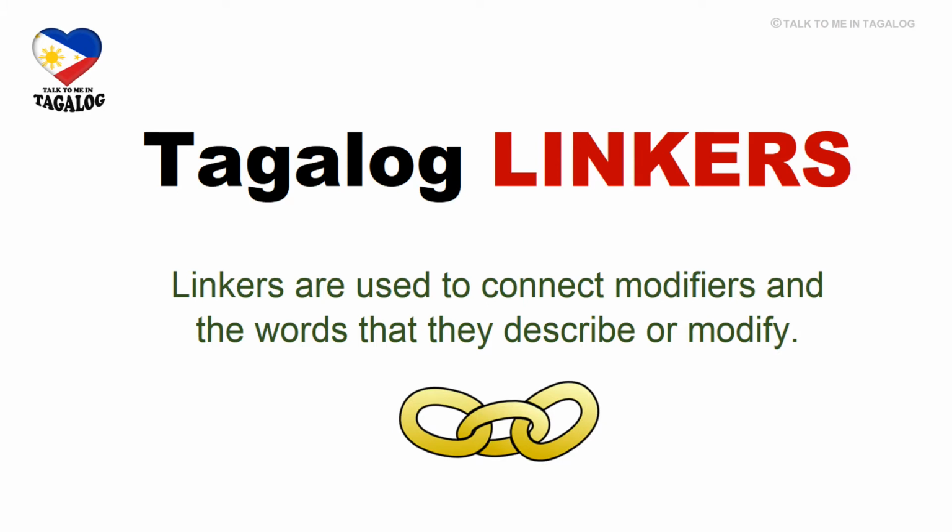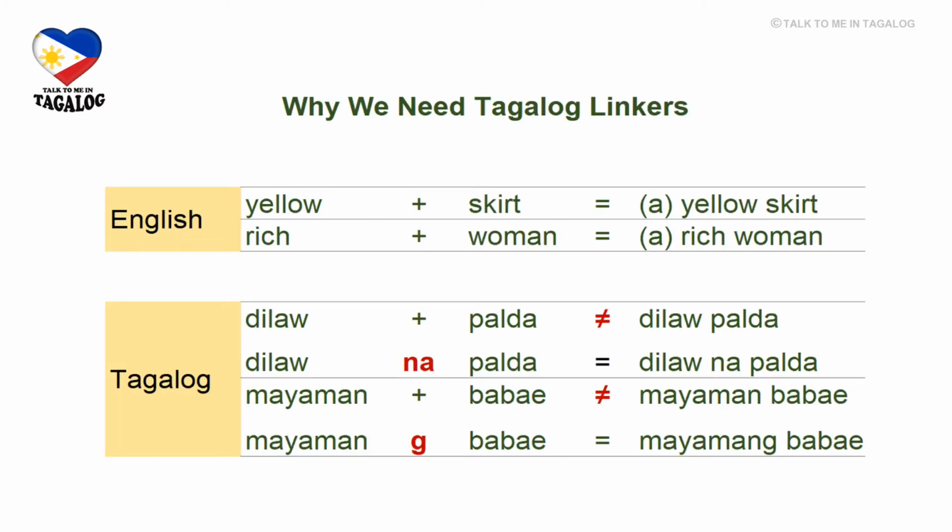Why do we need linkers? Well, forming phrases in Tagalog is different from English. In English, you can simply put together two independent words to form a phrase. For example, yellow plus skirt means a yellow skirt. If we do the same in Tagalog, it will sound unnatural. Dilaw is yellow, palda is skirt. If we put them together, it's dilaw palda, which doesn't make sense.